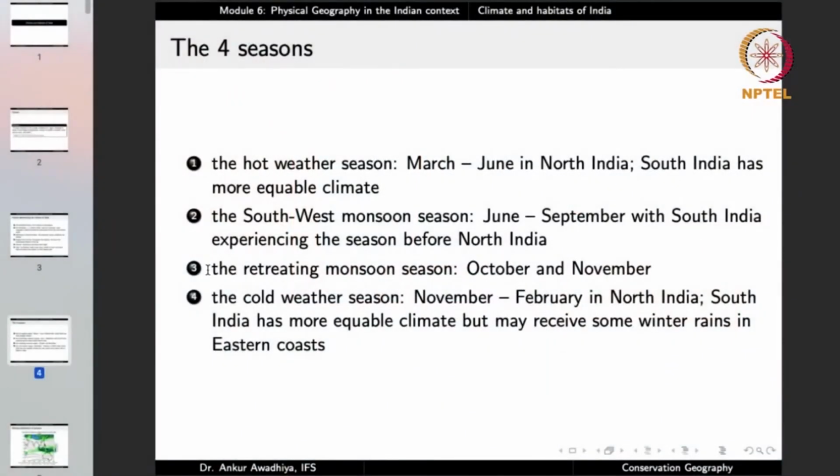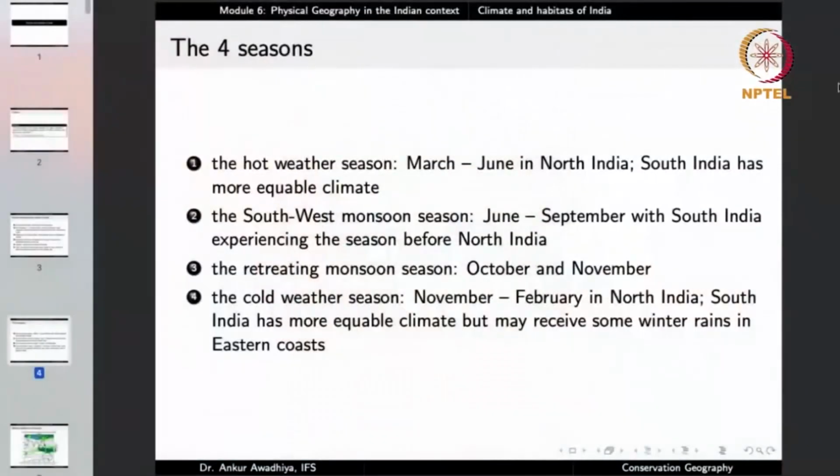The third season is the retreating monsoon season, which is from October to November. Now, in this period from October to November, we start to observe that the sun is now moving apparently to the south of the earth. Because of the tilt of the earth and because of the change of the season, now we have an apparent movement towards the south. So earlier, the northern portions of the country were getting heated up. But now with the sun moving towards the south, they are becoming cooler.